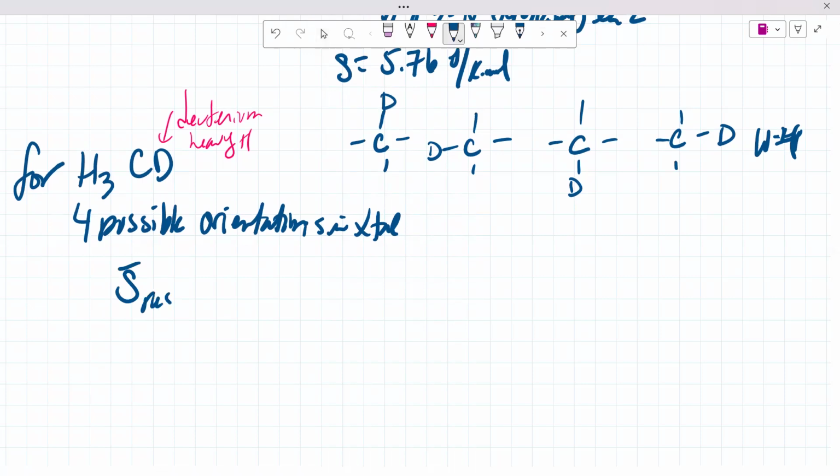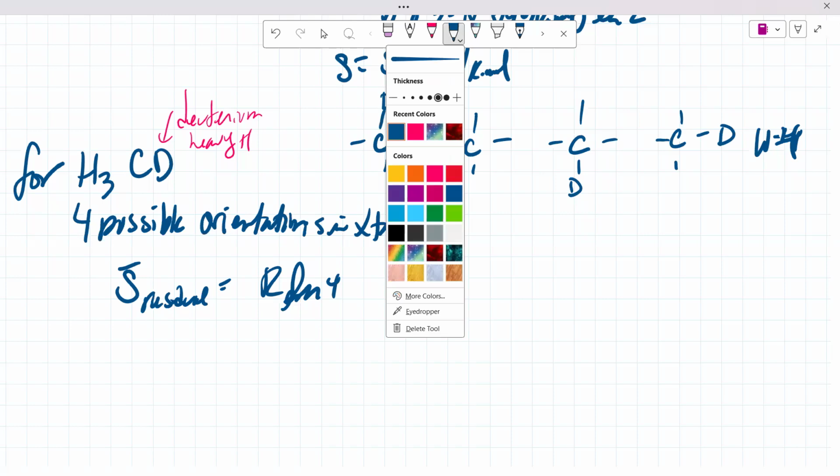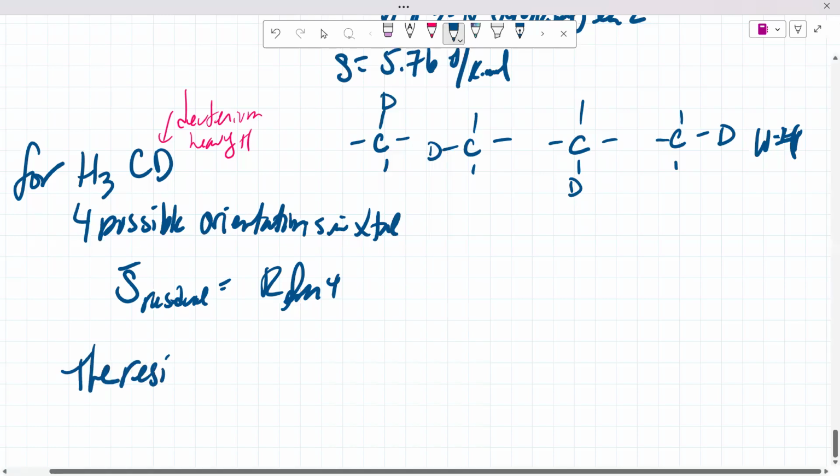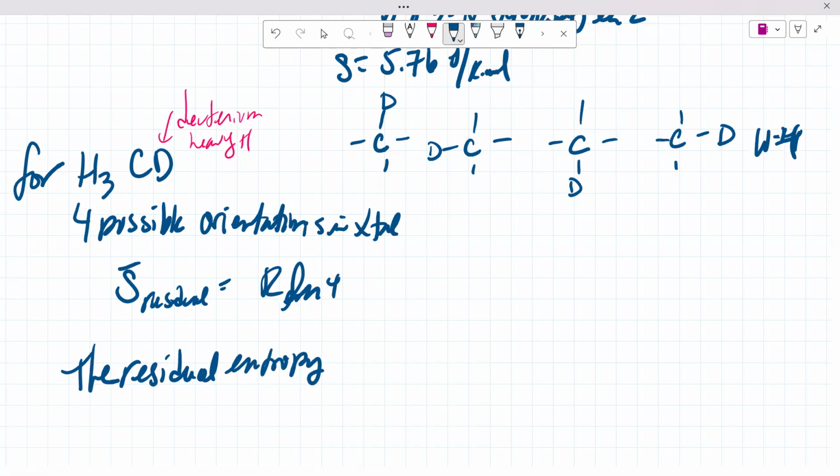So S residual equals R ln 4 because of the fourfold symmetry of the system. So the residual entropy depends on the symmetry of the molecule when it has a small dipole. This is an important idea. Residual entropy depends on the symmetry. So this is fourfold.